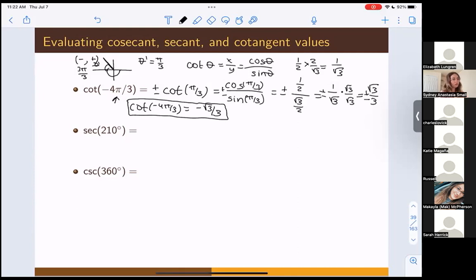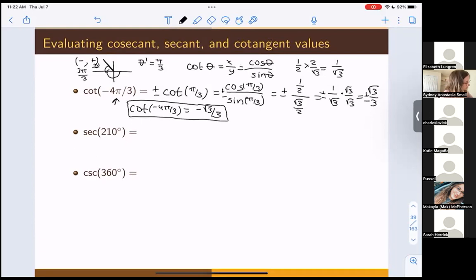Okay, let's do another one. Secant of 210 degrees. I want to draw a picture again because pictures are nice. I know it's more than 180 degrees because 210 is more than 180. So secant, we can draw that right here. This is a 210 degree angle.